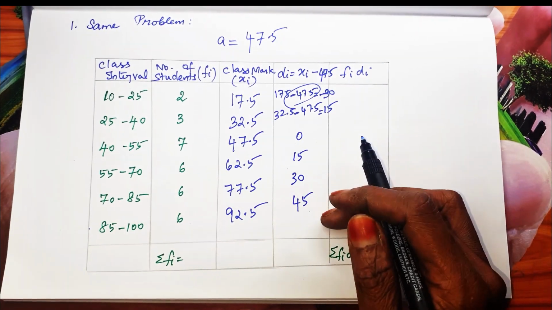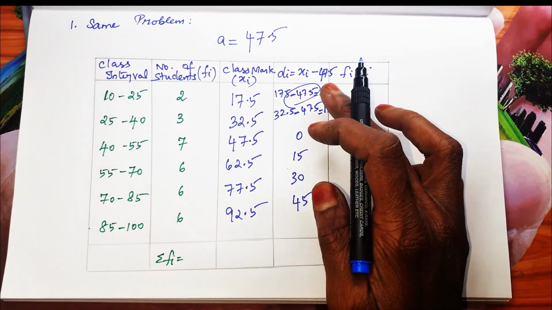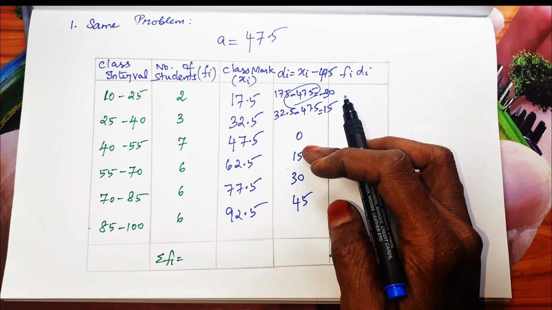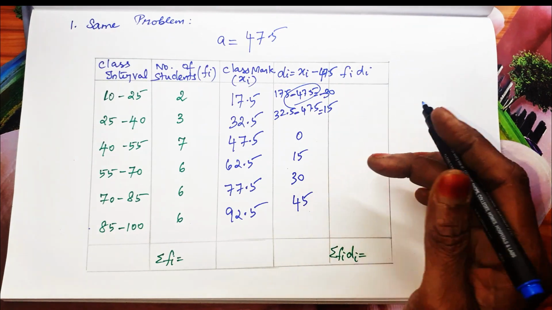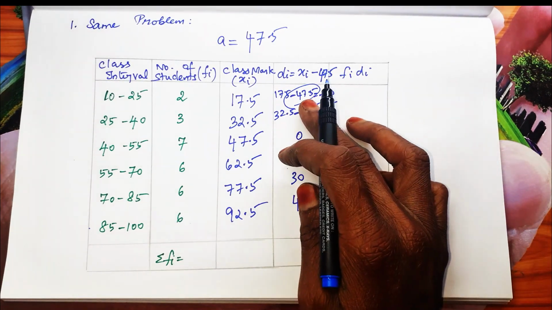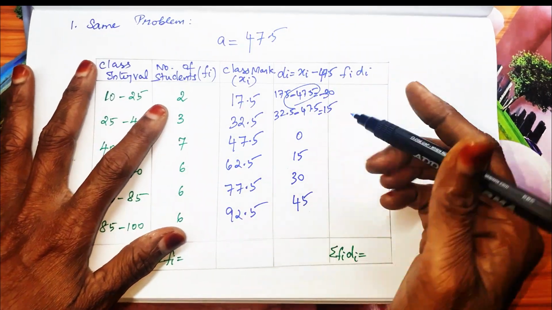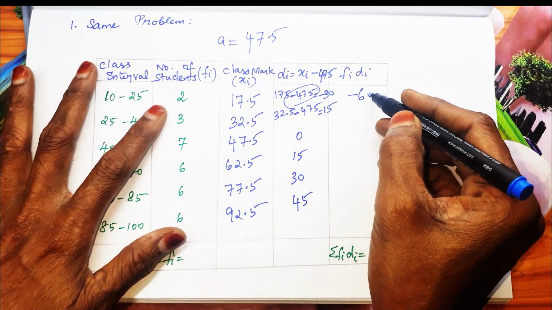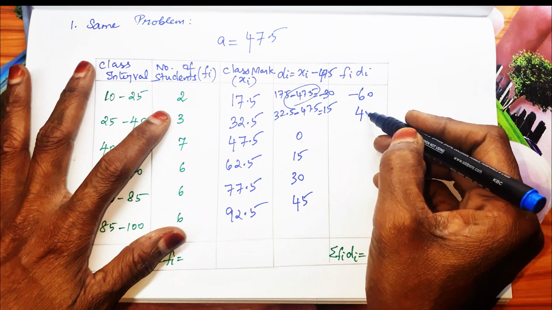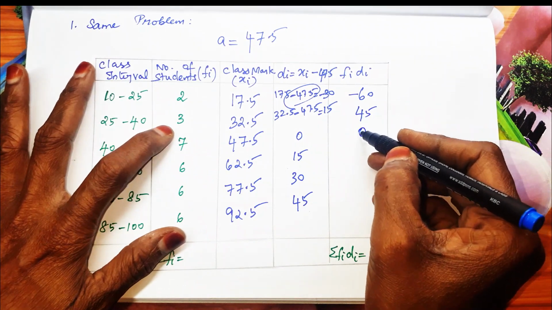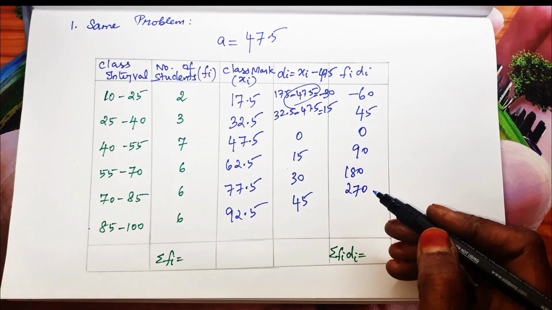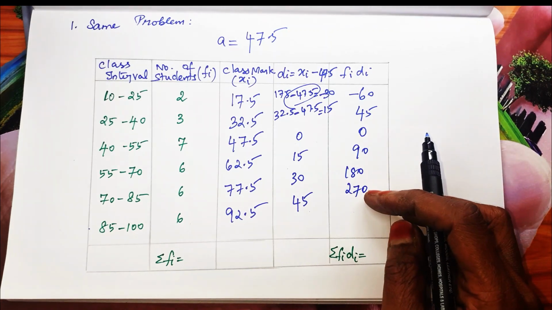So these are the corresponding di values: minus 30, minus 15, 0, 15, 30 and 45. Now we have to multiply this with the frequency. Minus 30 into 2, it is minus 60. Minus 15 into 3, minus 45. And 0 into 7, 0. So these are the fi di values.